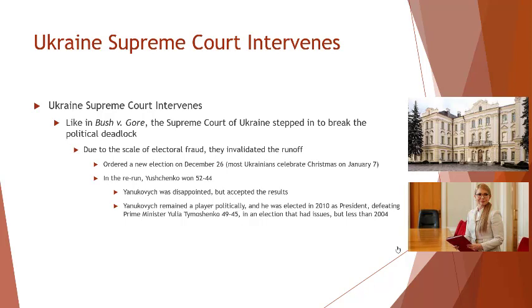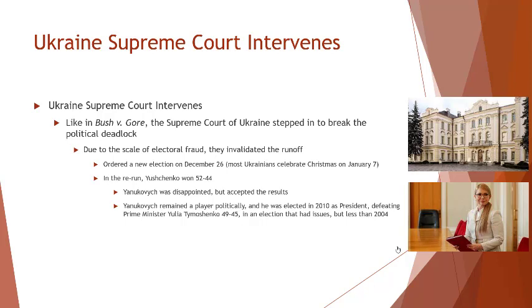So the rerun, Yushchenko wins 52 to 44, by an 8-point margin. Yanukovych was very disappointed, but he accepts the results. There were, again, like I said, protests in favor of Yushchenko in the east and in the south. One of the things I think Yanukovych was thinking is, you know what, I can run again. So he does run again.